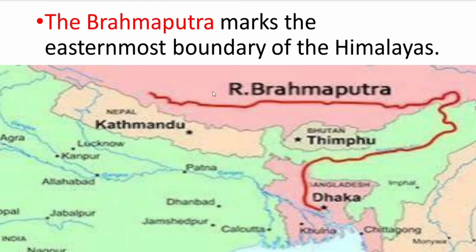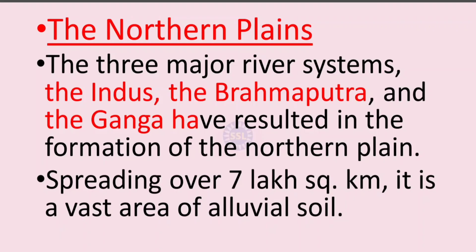You can observe the image here. This is the Brahmaputra flowing area in Assam. Northern plains. The three major river systems, they are Indus, the Brahmaputra and the Ganga. They have resulted in the formation of the northern plain.